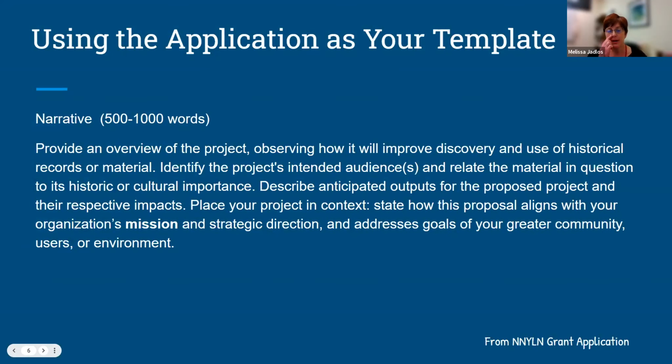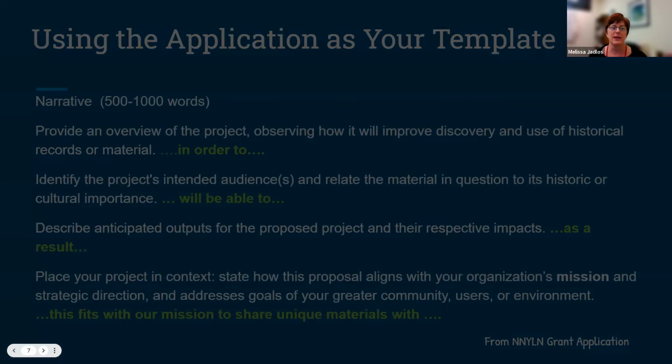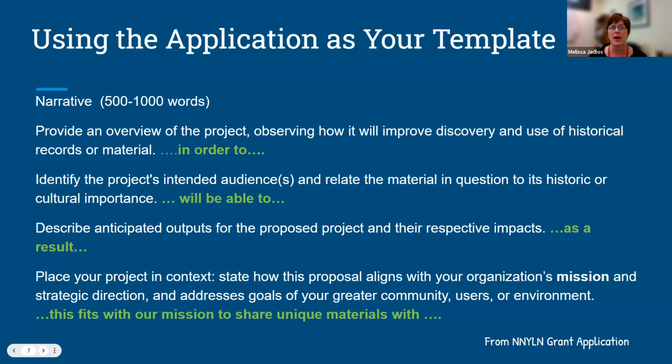So this is a really great trick that one of my librarians taught me, and it's using the application as a template. So this is the narrative from a Northern New York Library Network grant application, and it's telling you for the narrative section, it should be 500 to 1,000 words, and all of the things that should be included in this section. So what I do is I take it and I pop it into a Word document.